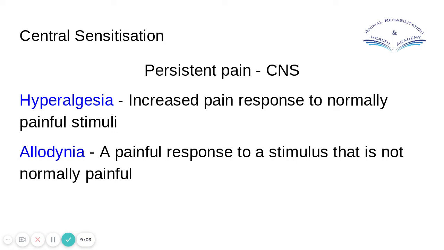So if you want to think about it like that, that's how I think about it. It's like an overreaction. And we have hyperalgesia, which is increased pain response to a normal painful stimulus. So what would be an example of that? Something like an injection site. So an animal that's having a vaccination, let's say a horse, into their neck, and they react really dramatically to a little pinprick, which really they should hardly feel.